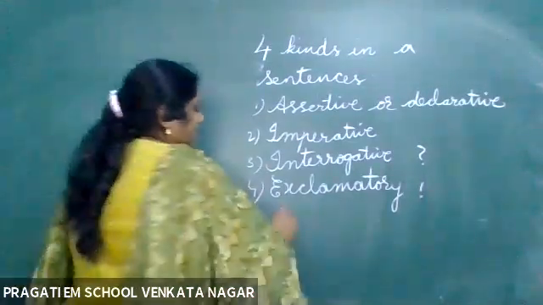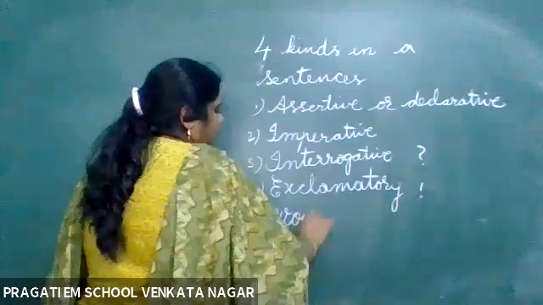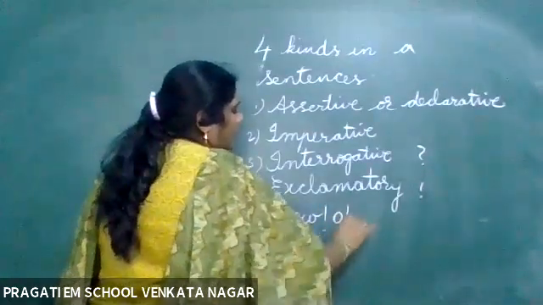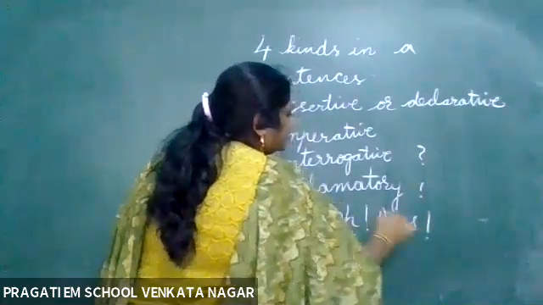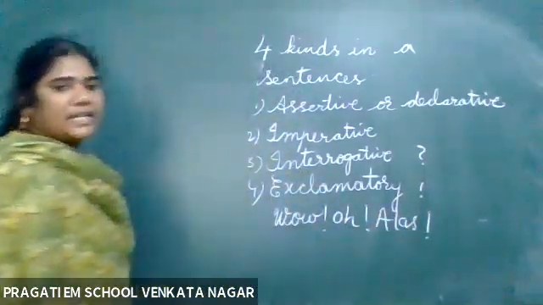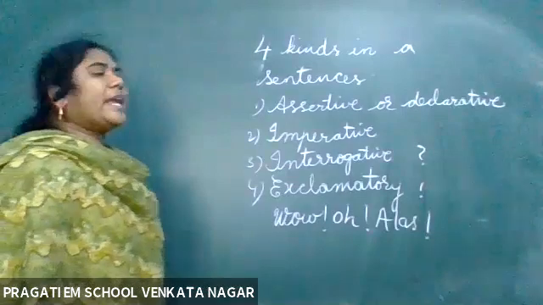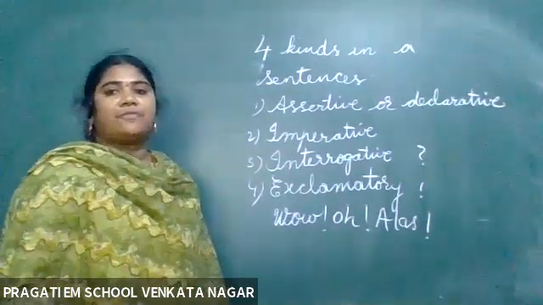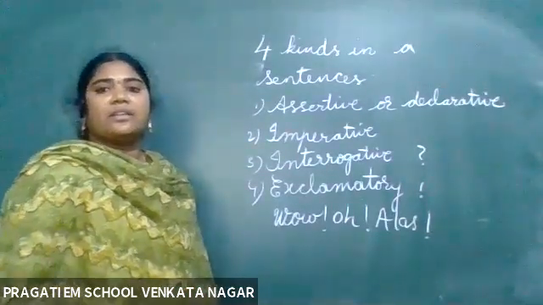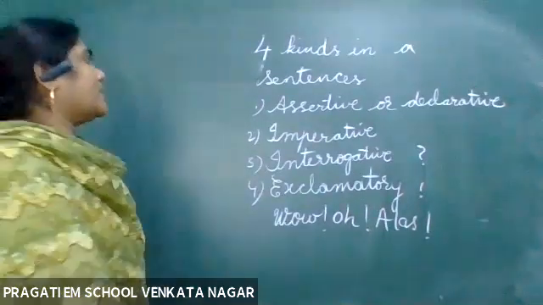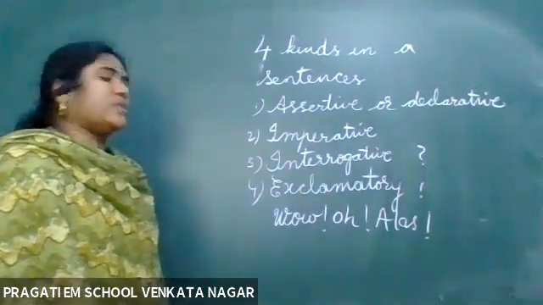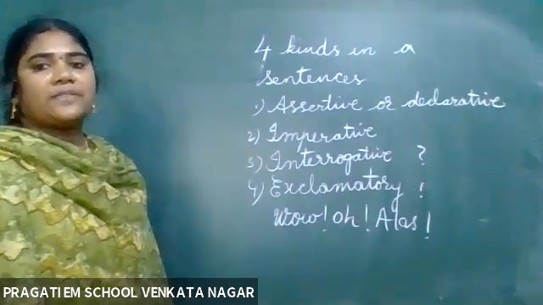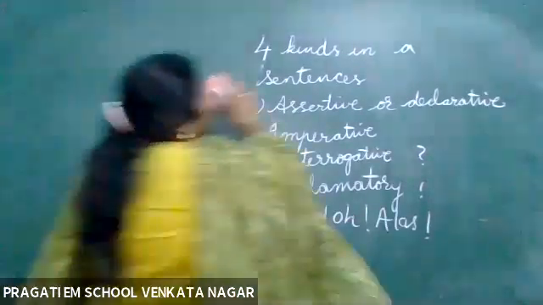Like wow, oh, alas. All these are expressions. So how many kinds of sentences are there? There are 4 kinds of sentences: assertive, imperative, interrogative, exclamatory. These are the 4 kinds of sentences.